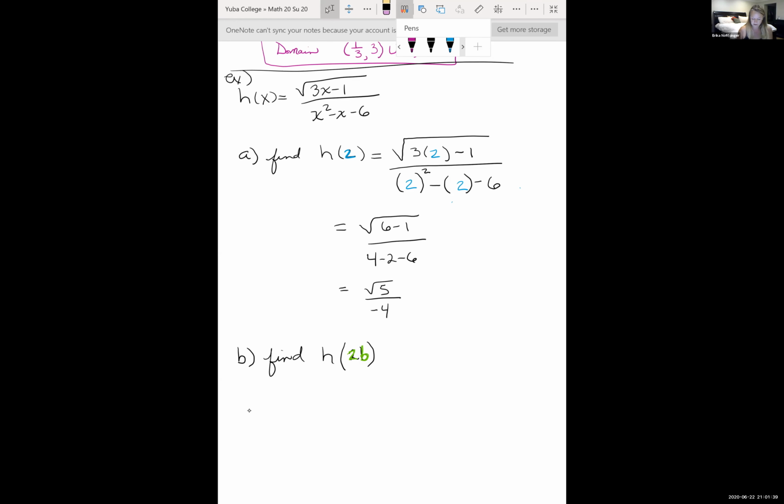And so we're going to go back to our equation h of x, and we're going to rewrite it. And wherever we see an x, we're going to just put parentheses first. So we have square root 3, you see an x, put a parentheses, big enough to put 2b in there. Minus 1, all over, you see an x, put parentheses. That is squared, minus, you see an x, put parentheses, minus 6. Go put 2b in wherever you see a parentheses.